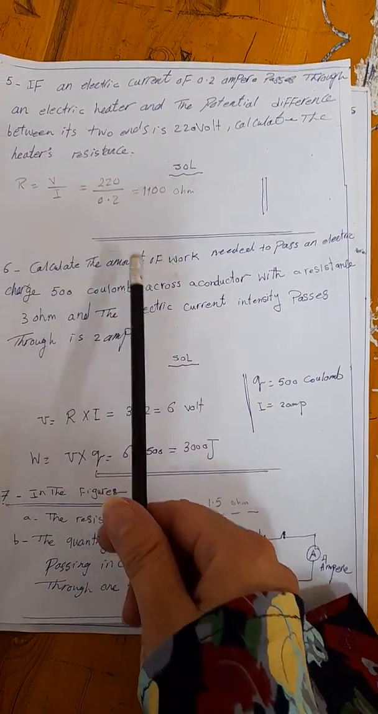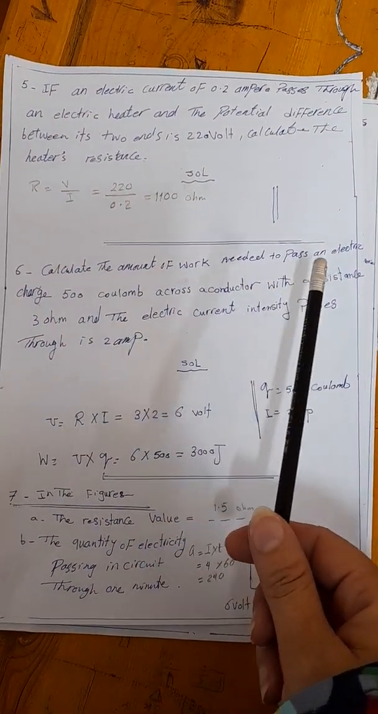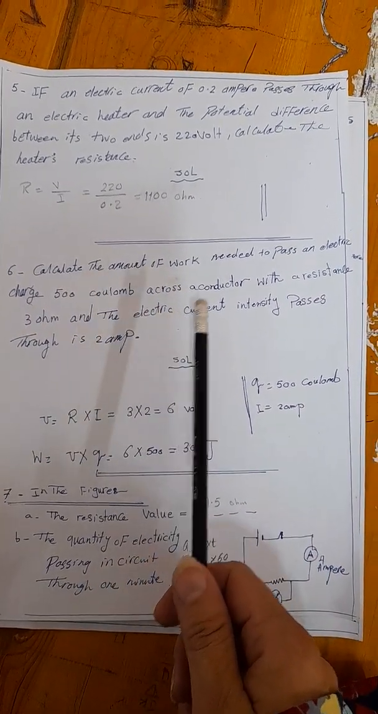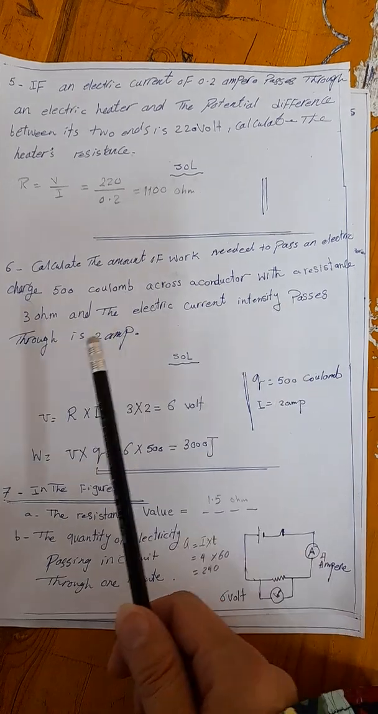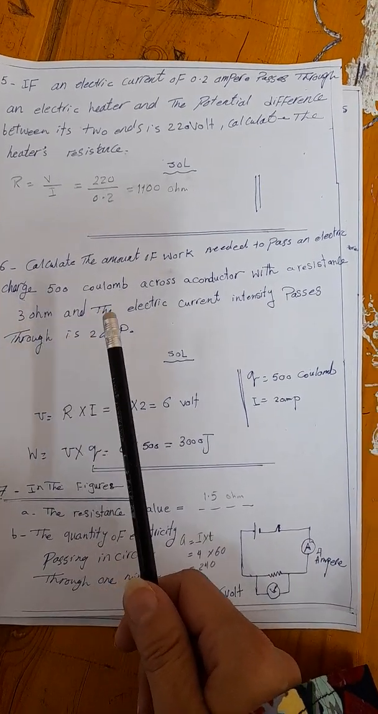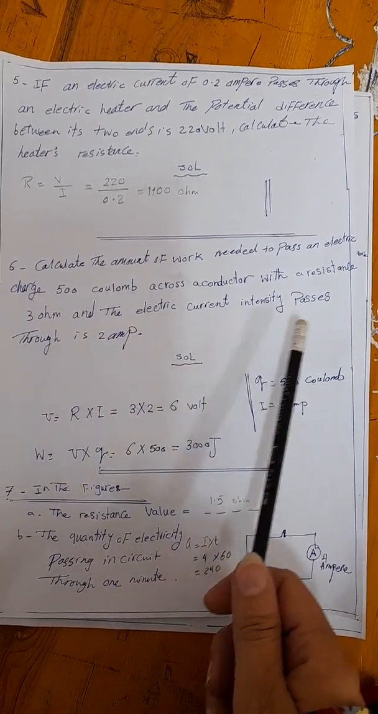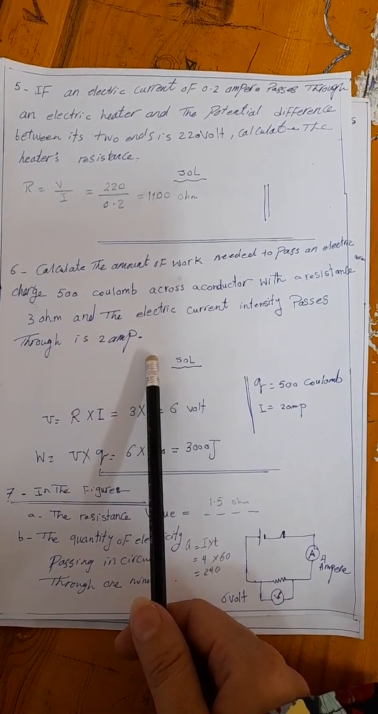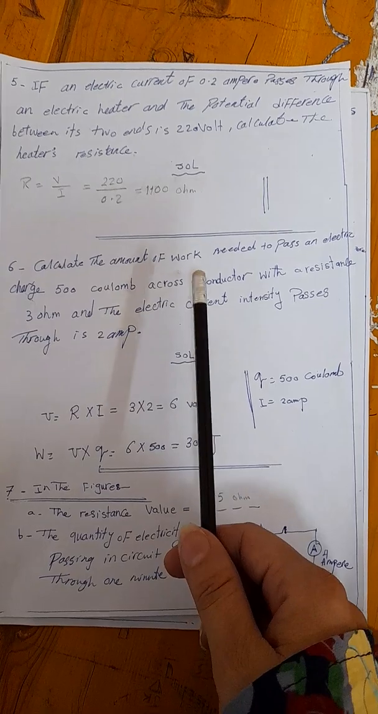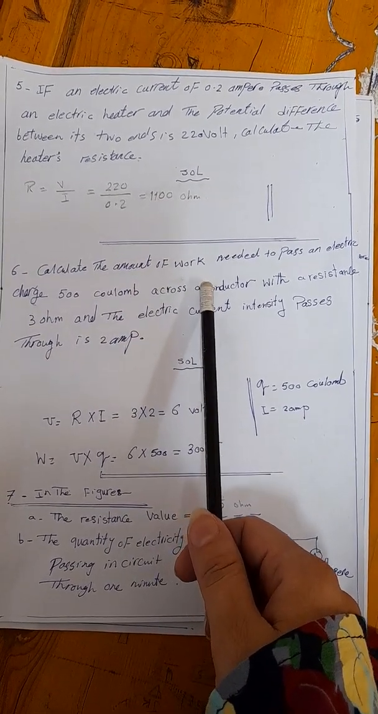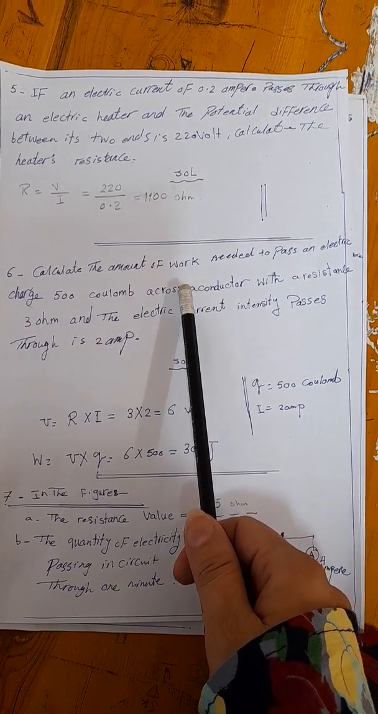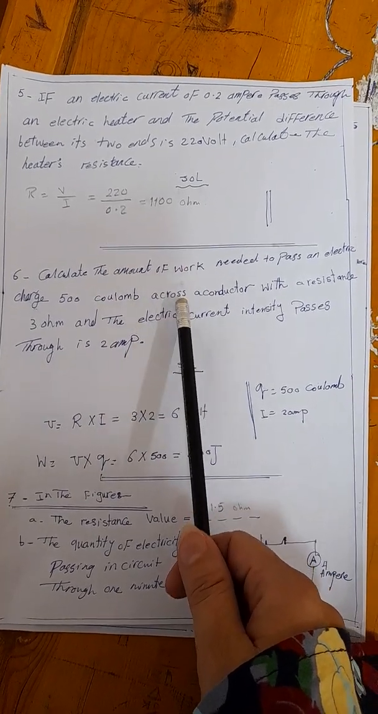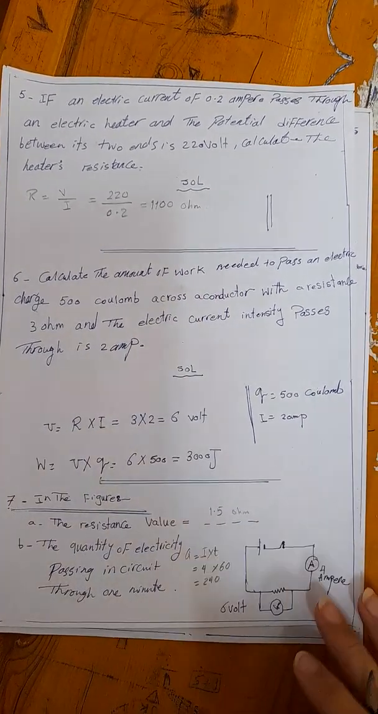Calculate the amount of work needed to pass an electric charge of 500 coulomb across a conductor with a resistance of 3 ohm and the electric current intensity passing through it is 2 ampere. The work needed, W, equals V times Q, potential difference times the quantity of charge.